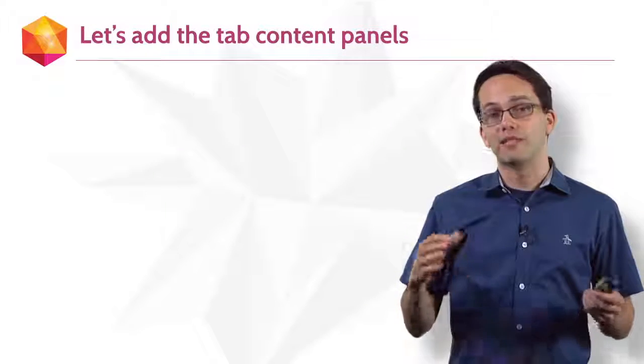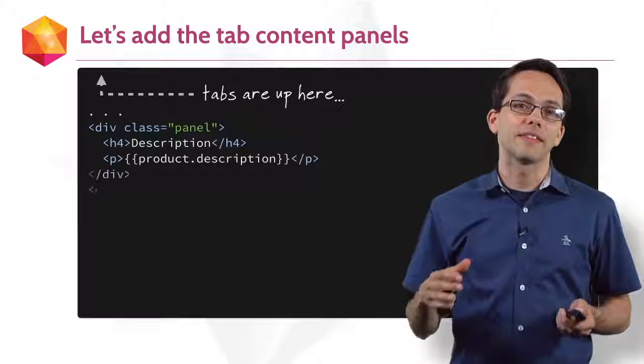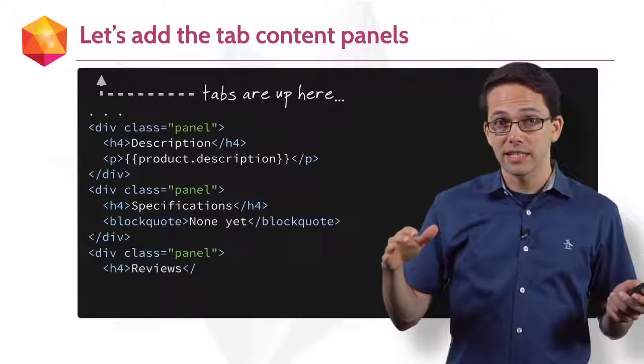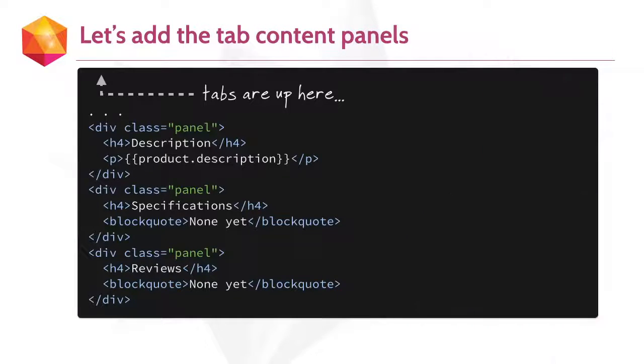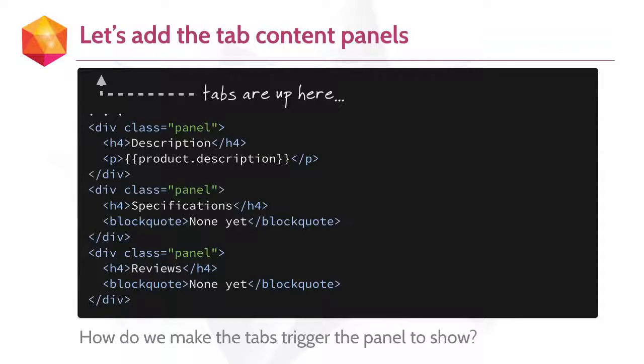Now that we have the tab navigation figured out, we need to create the tab panels. You know, where the content for the tab goes? So let's flesh that out, as you can see here, content in each of them. But how do we get the proper panel to show up when we click on that corresponding tab navigation?